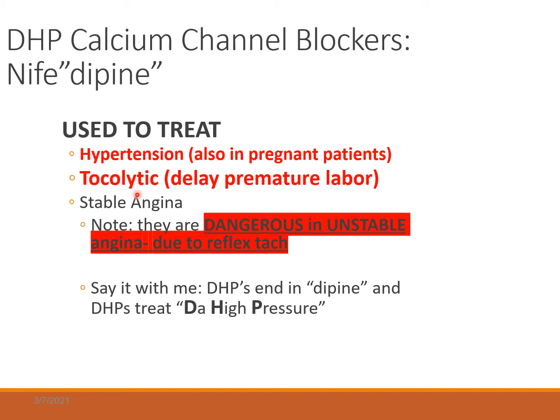It is used to treat hypertension, and the main point over here is the tocolytic effect. The tocolytic effect of calcium channel blockers, that is, it delays premature labor. Okay, toco, calcium, CC. It is dangerous in unstable angina due to reflex tachycardia. So two major points for calcium channel blockers is that it is a tocolytic agent and it is dangerous for unstable angina. It cannot be used in unstable angina. Why? Because it has the potential of causing reflex tachycardia.